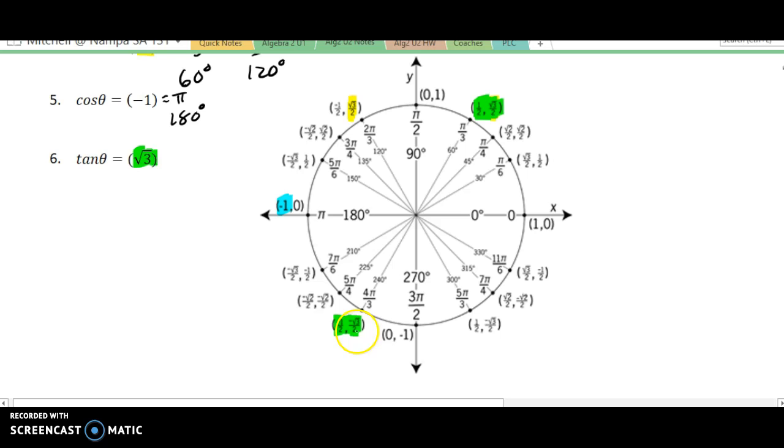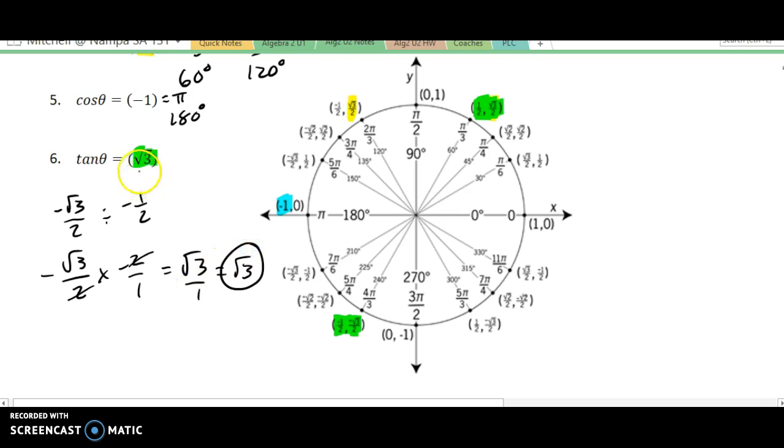So what degrees is this? This is -√3/2 divided by -1/2. Now remember, it is y divided by x, so that's why I wrote that out. We're going to keep, change, flip. And look, the 2's cancel. Negative times negative is positive, so we're left with √3/1, which is just √3. Is that what I needed? Yes. So it's 240 degrees, or 4 pi over 3.